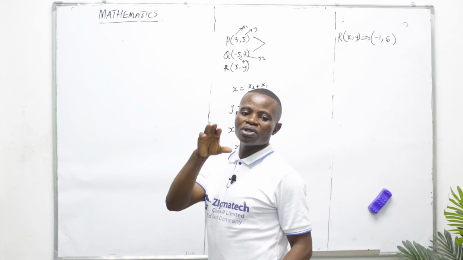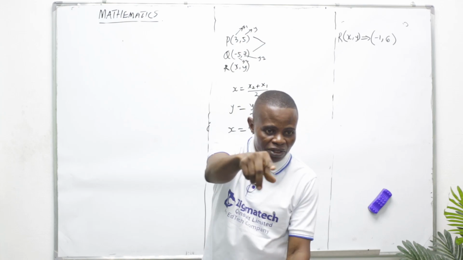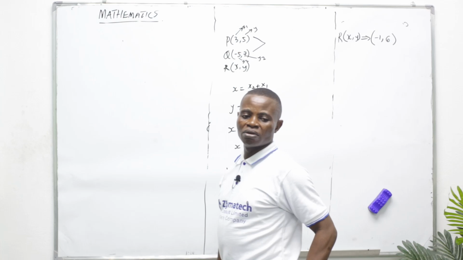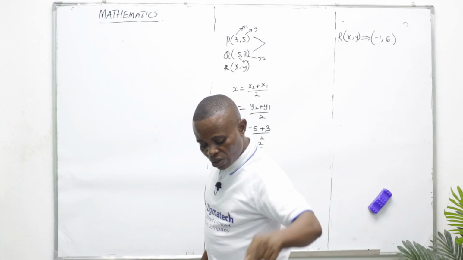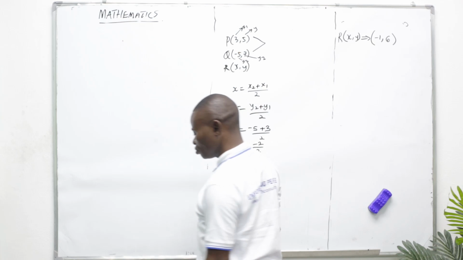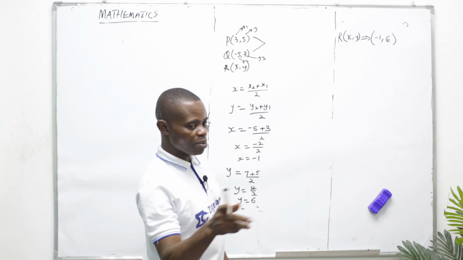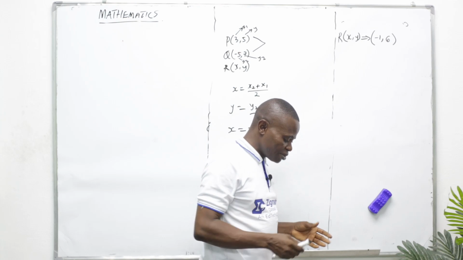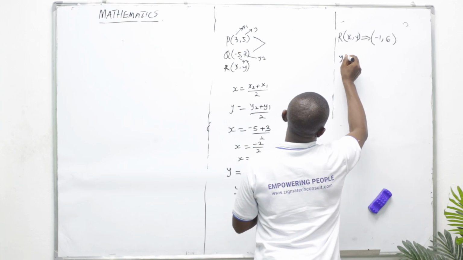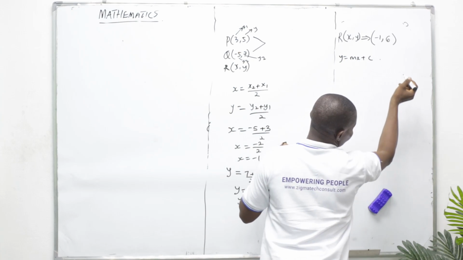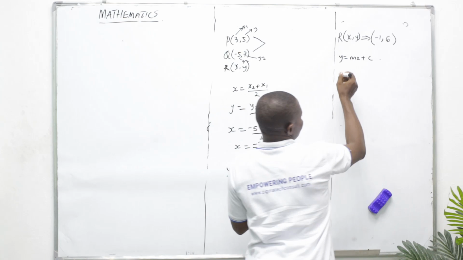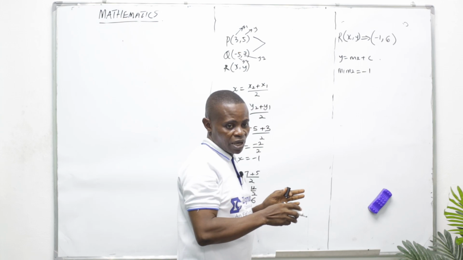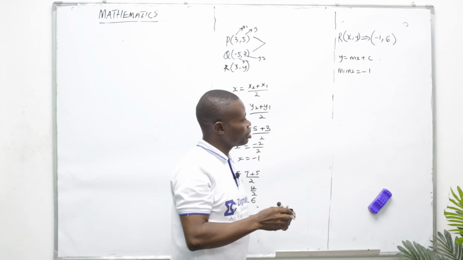Good. Now the question is: find the equation of the line passing through R and perpendicular to PQ. So what is R? And it's perpendicular to PQ. Our equation is always y equals mx plus c. Now, talking about perpendicularity, perpendicularity simply means m1 times m2 equals -1. Am I making myself clear? Are you with me? Okay.